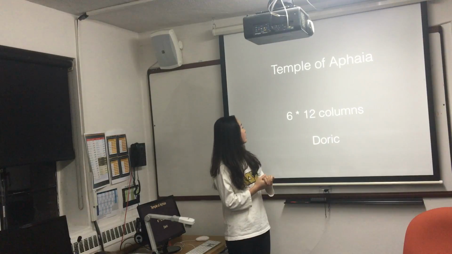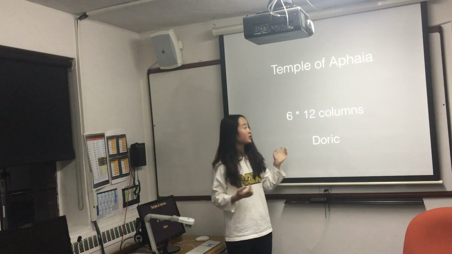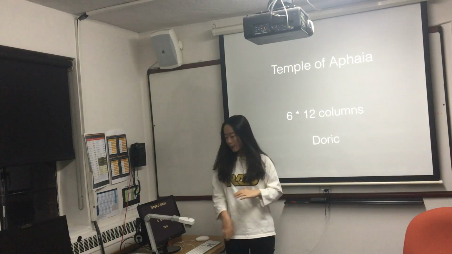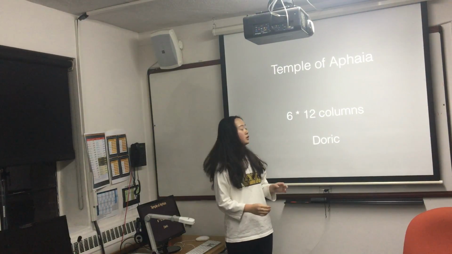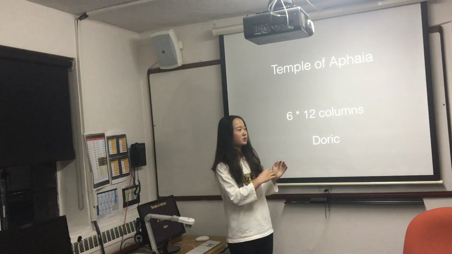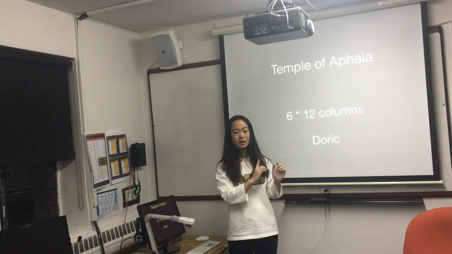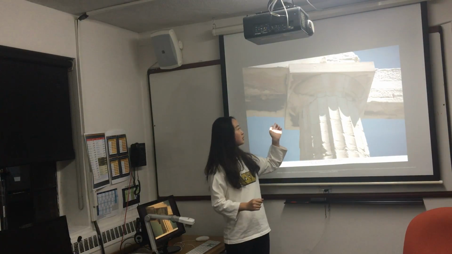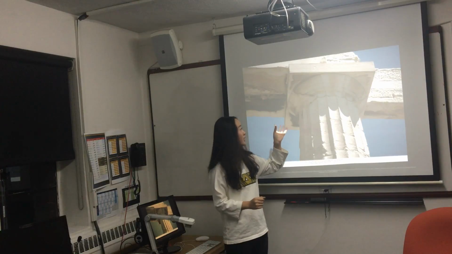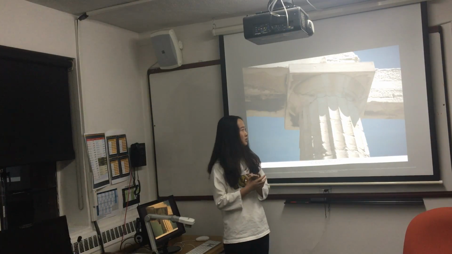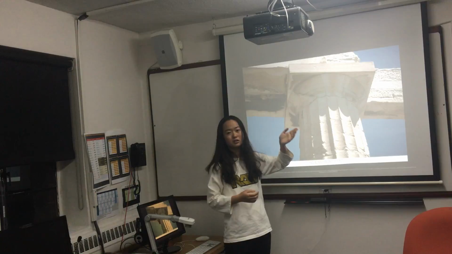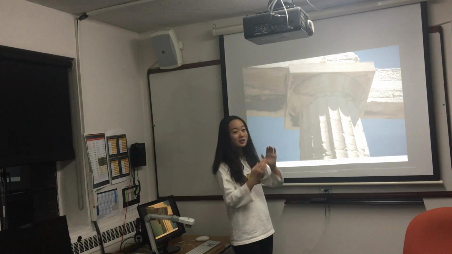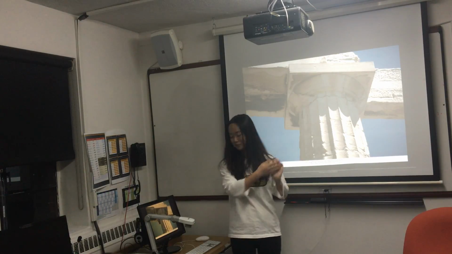So first of all, the Temple of Athena is obviously a Doric temple. There are six columns in the front and 12 columns on each side of the temple. And as you can see from the capital, the Doric temple has a very simple capital. As you can see from the shape, there are not a lot of decorations on the capital.